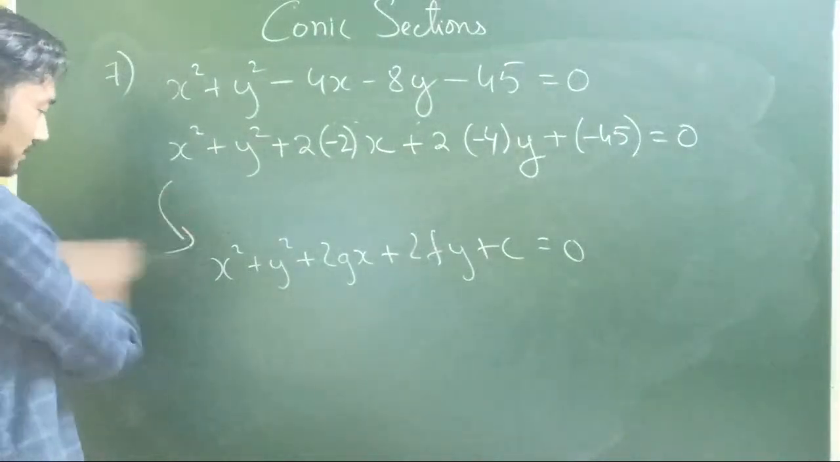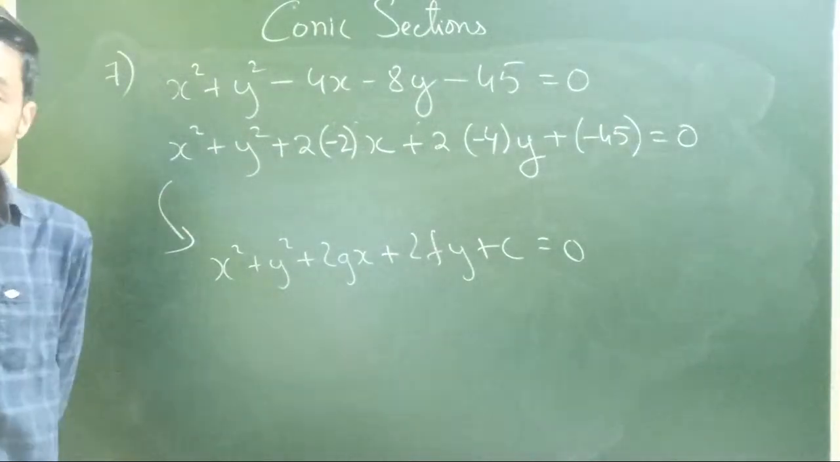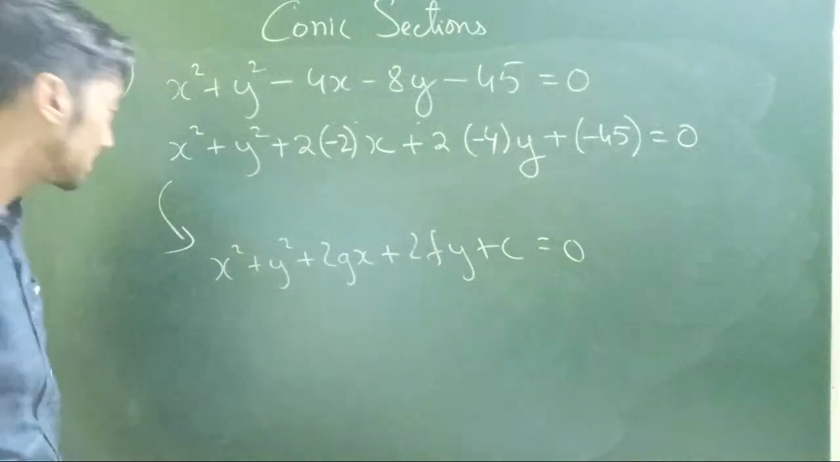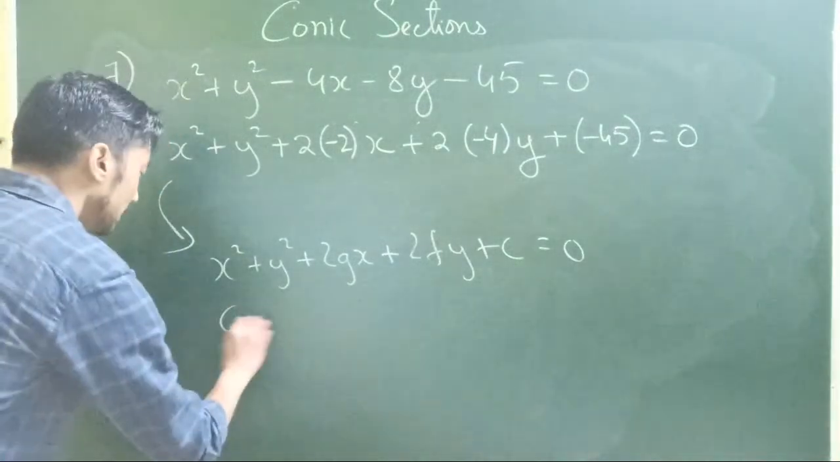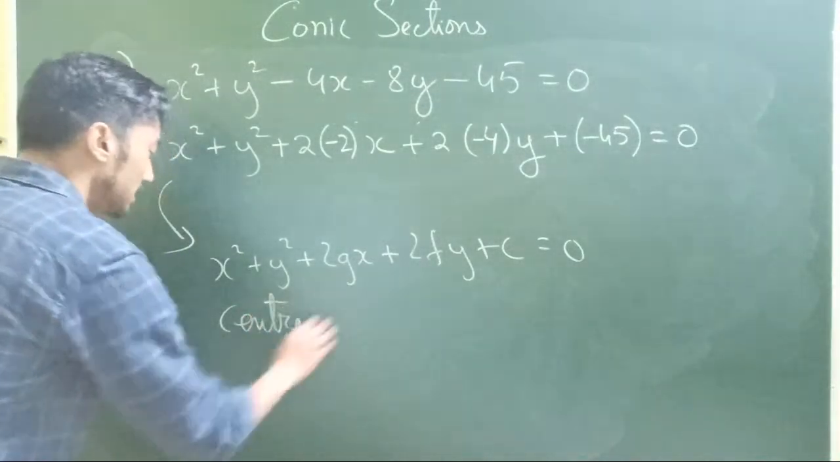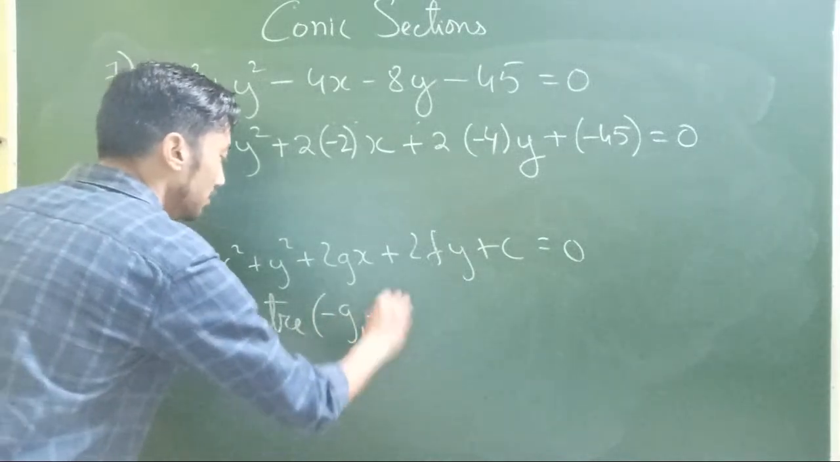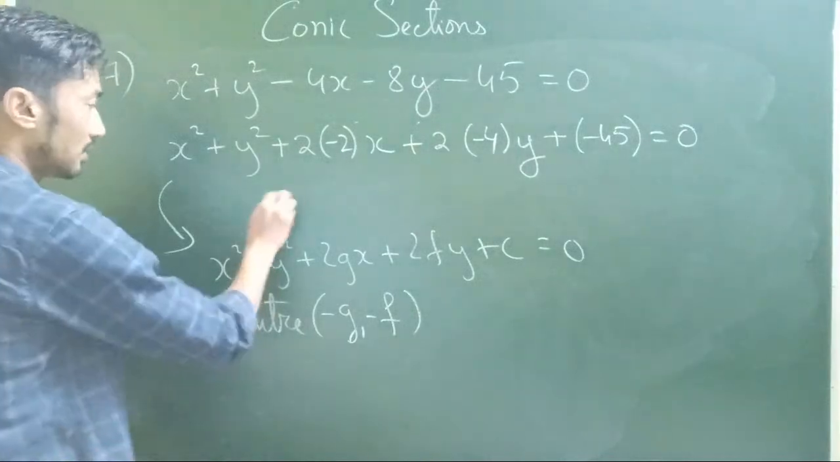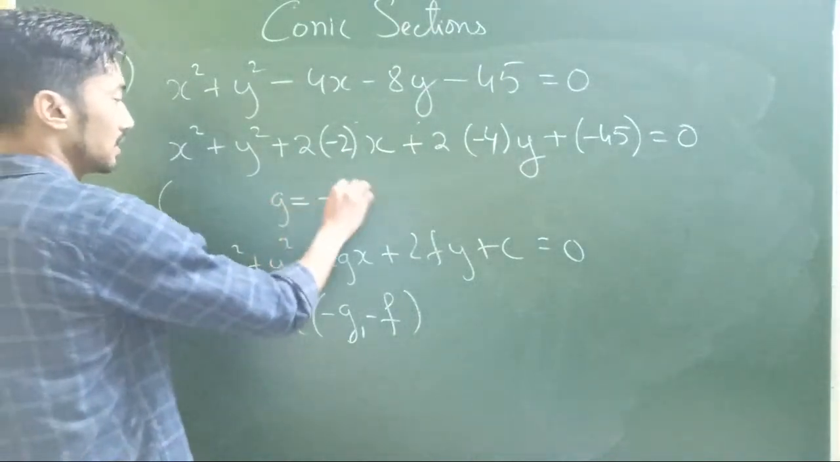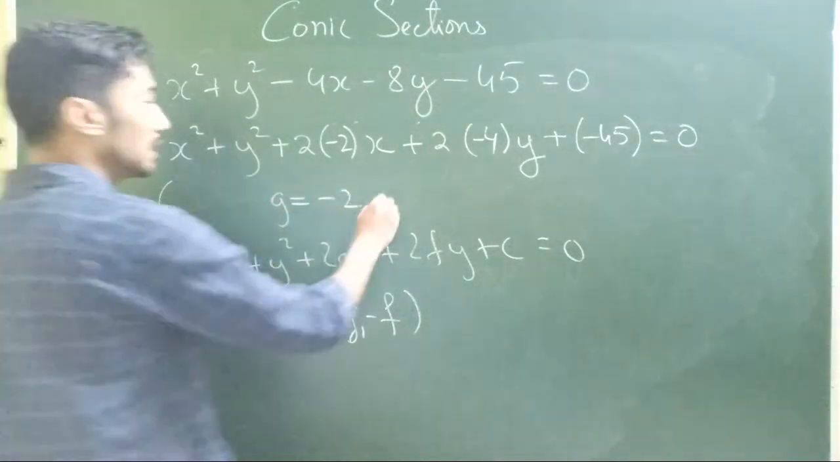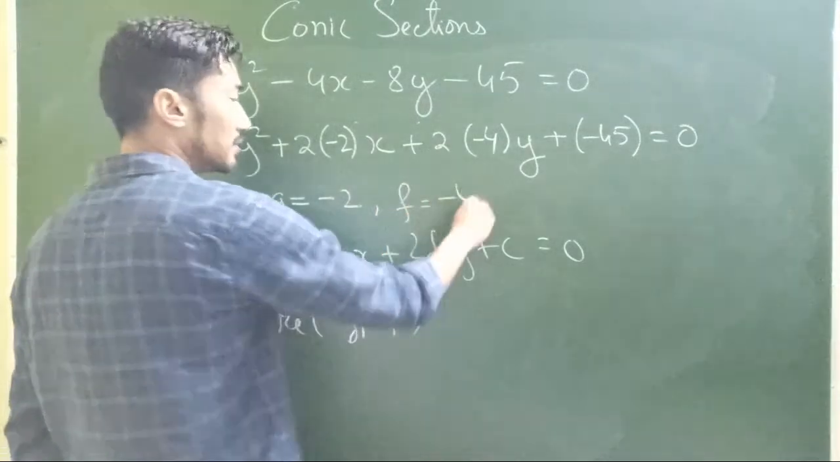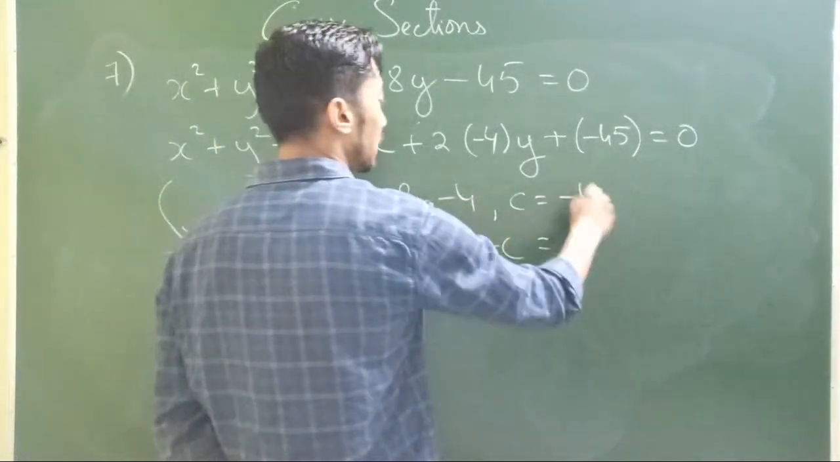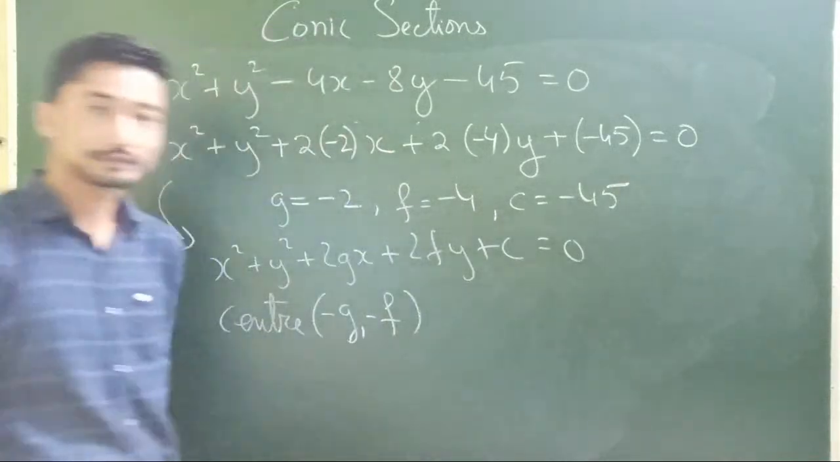So now, comparing this with our standard equation, what will be our center? Do remember, for the general form, the center was given as minus g and minus f. Do remember that, don't make any confusion. So what is the value of g for us? The value of g is minus 2. What is the value of f for us? Minus 4. And what is the value of c for us? Minus 45.